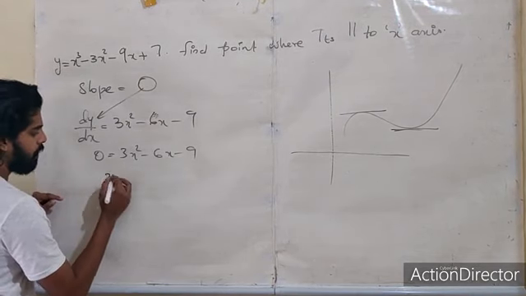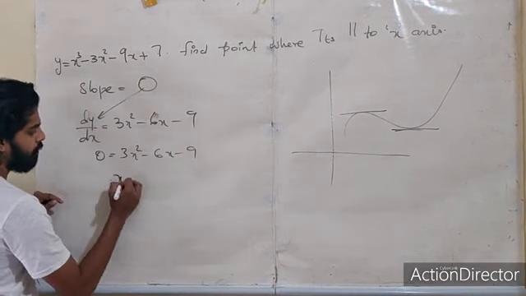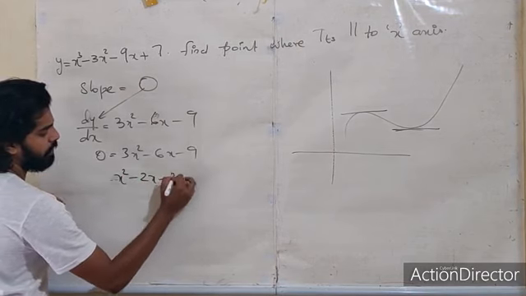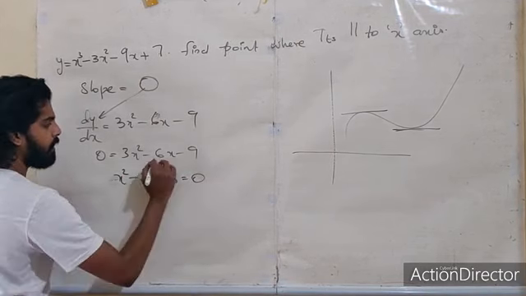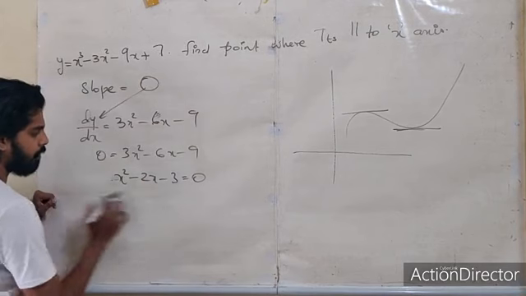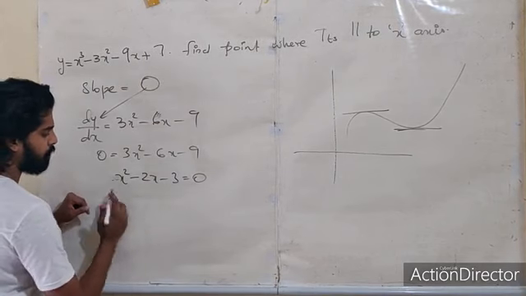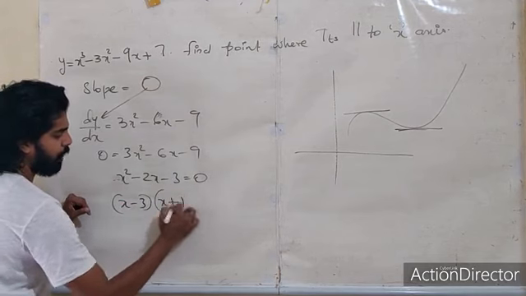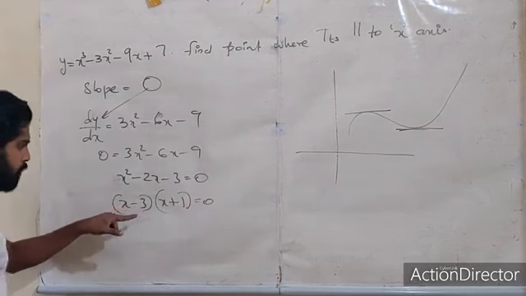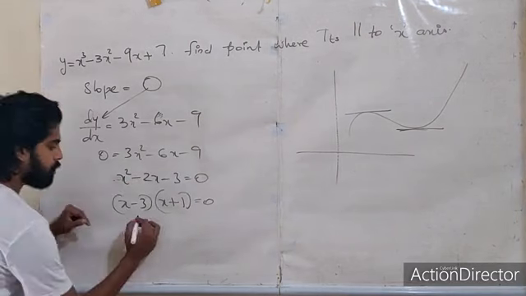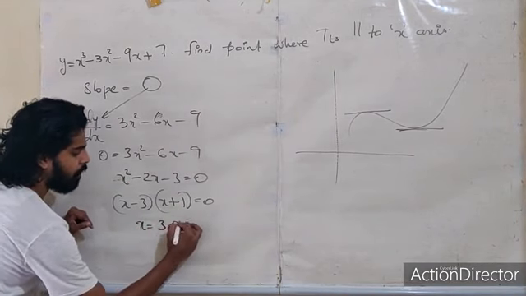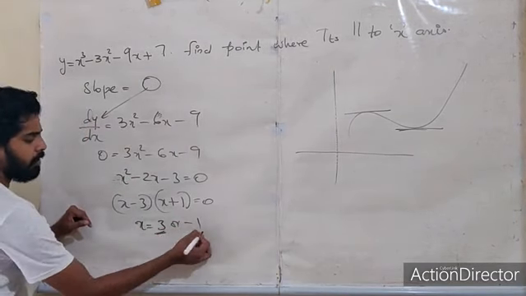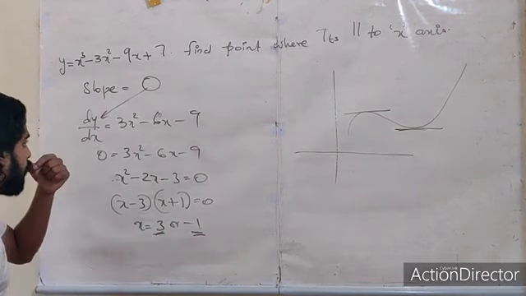You will get x square minus 2x minus 3 is equal to 0. I just divided this equation by 3. Now we found a quadratic equation. We have to solve this. Factorize this like (x minus 3) into (x plus 1) equal to 0. You get the same thing. So x is equal to 3 or negative 1. So x equal to 3 or x equal to negative 1 is the x coordinate of the point.